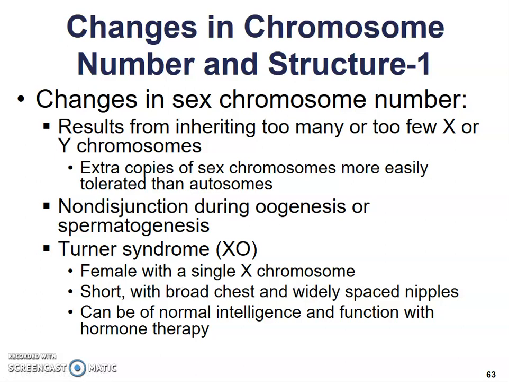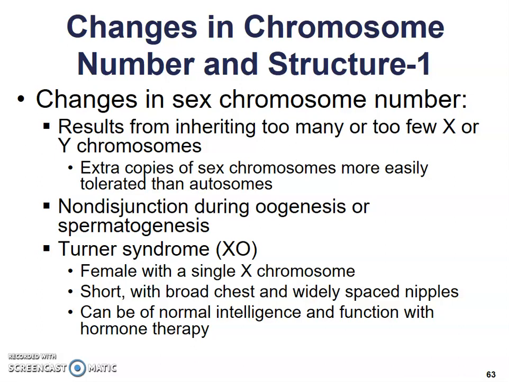Changes in the sex chromosome can result in different types of disorders. The result of inheriting too many or too few X or Y chromosomes can happen. It can happen when you get too many X's or too many Y's. Extra copies of sex chromosomes are more easily tolerated than regular autosomal chromosomes, which are normal ones that don't determine sex. Non-disjunction during oogenesis or spermatogenesis, that's when this would happen.